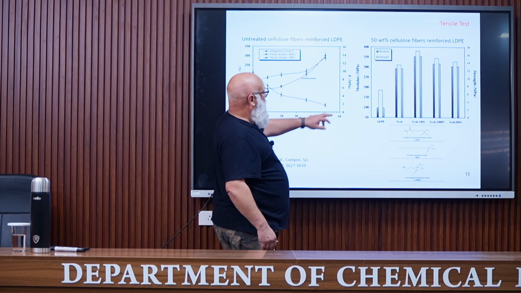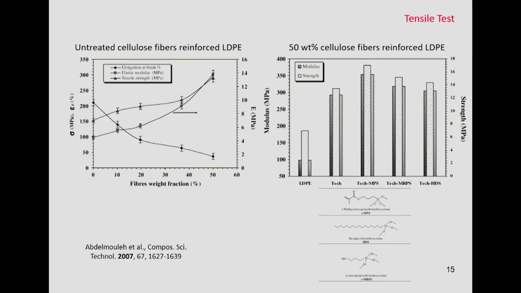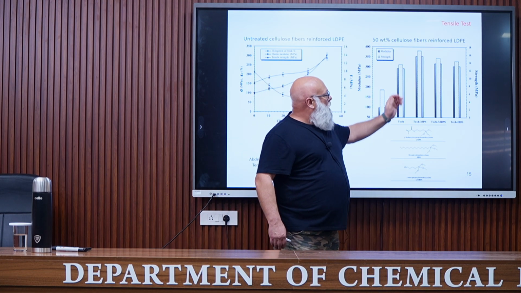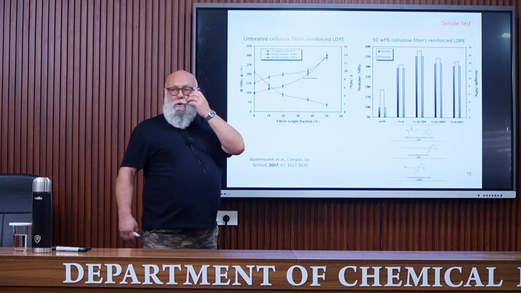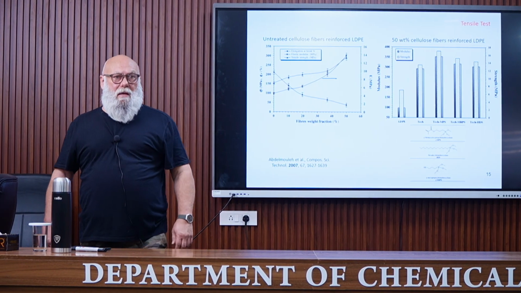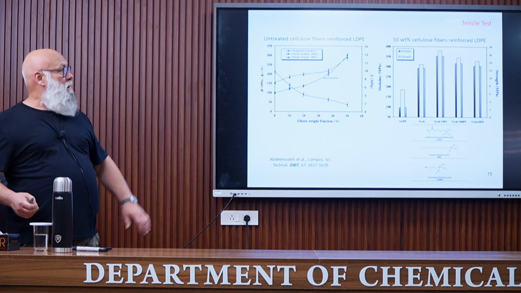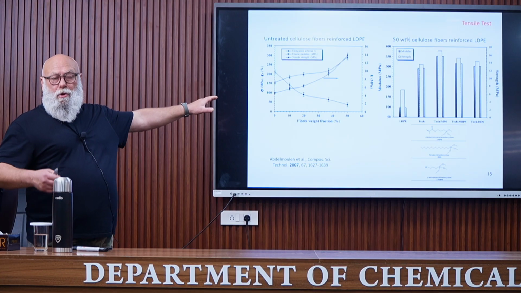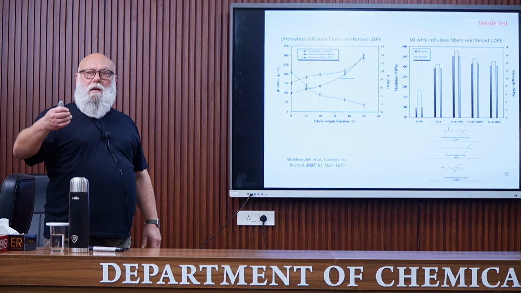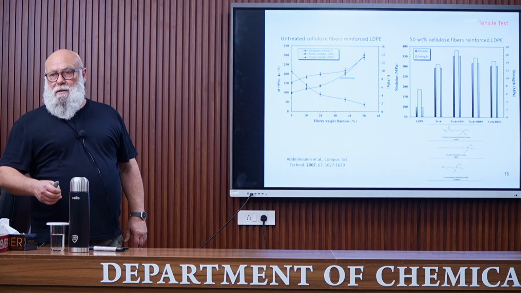You have some examples here for the modulus and for the strength. The same sample without any chemical modification of the fibers, and with chemical modification using this silane agent. And what we obtain generally is an increase in the modulus and an increase in the strength. When increasing the adhesion between the fiber and the matrix, the stiffness, the modulus and the strength of the material usually increase, but the elongation at break decreases.